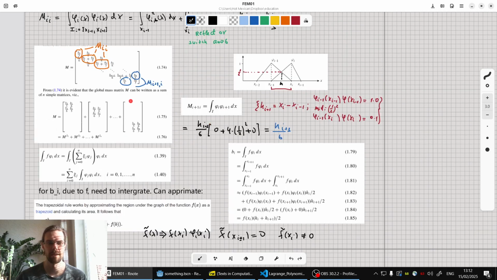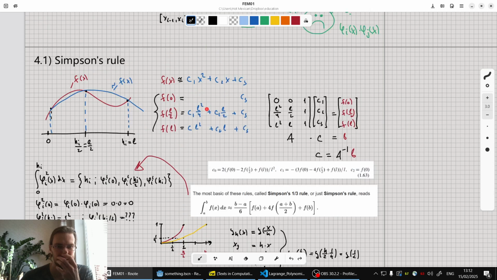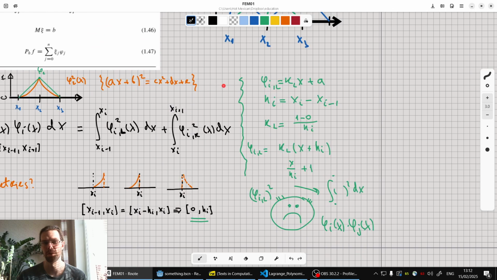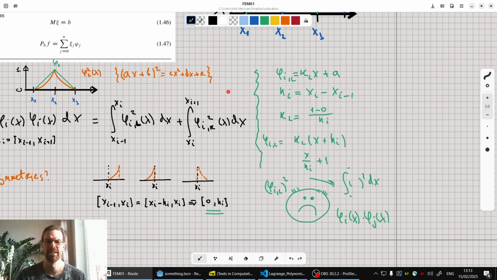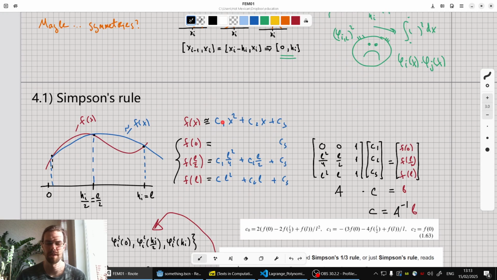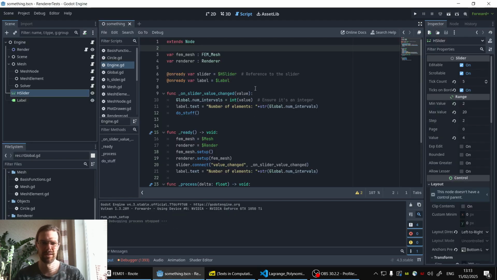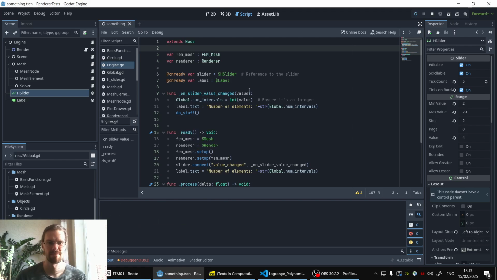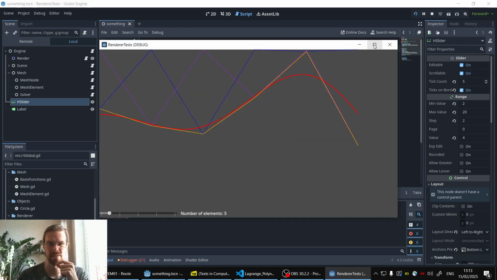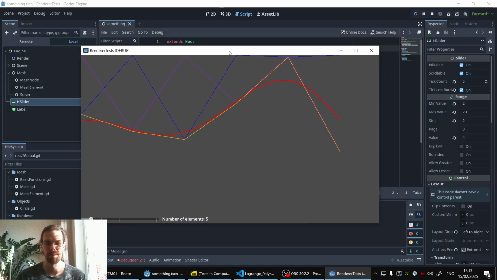I think this last part was particularly interesting, because if you were to try to solve it just by conventional integration, it will be much harder than to use Simpson's formula, Simpson's rule. And so I want to show you, I've implemented it in Godot. I was just playing around with this engine, and so as a test case, I've decided to implement it.